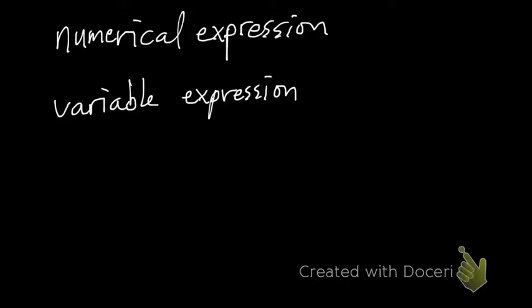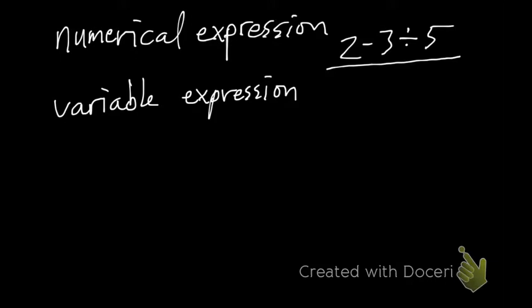We're going to work with variable expressions today, and just to remind you, a numerical expression is when we have something like 2 minus 3 divided by 5. This is a numerical expression because it has numbers and operations. Obviously you know which ones the numbers are, 2, 3, and 5. The operations are subtraction and division.